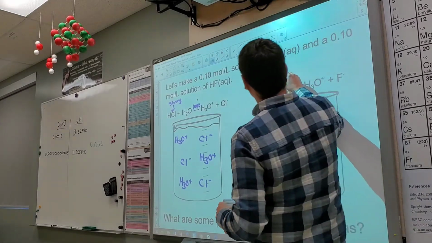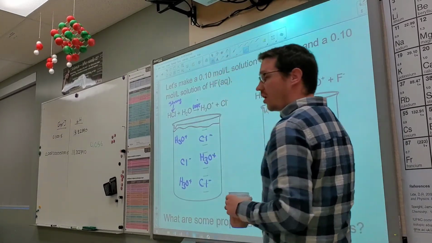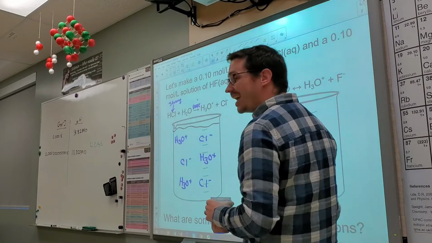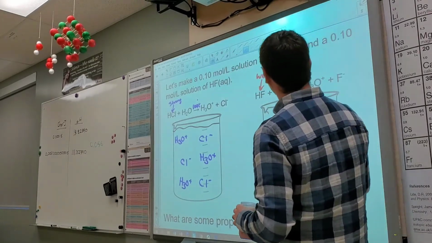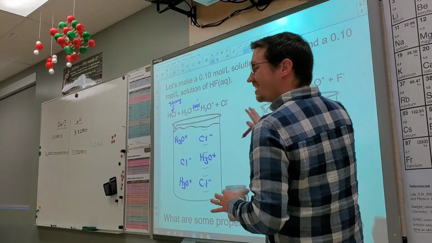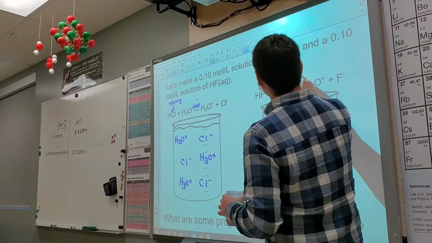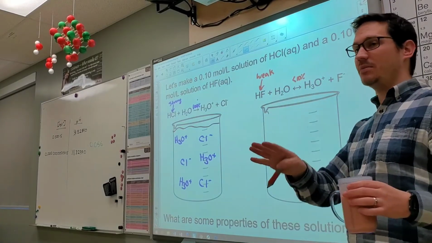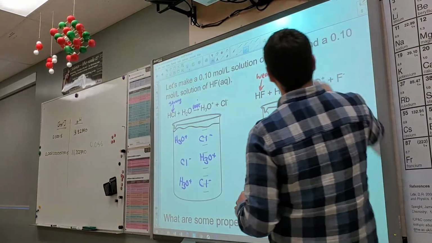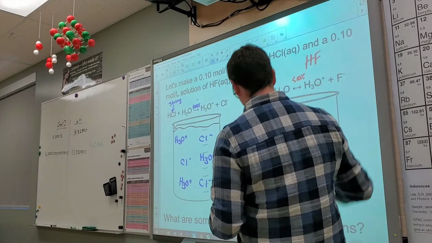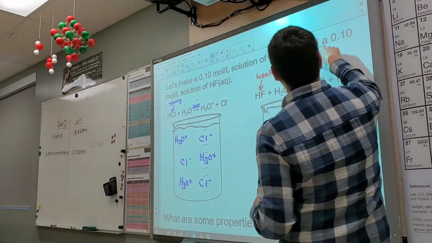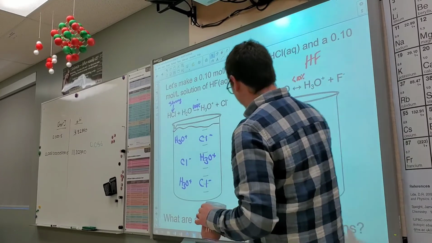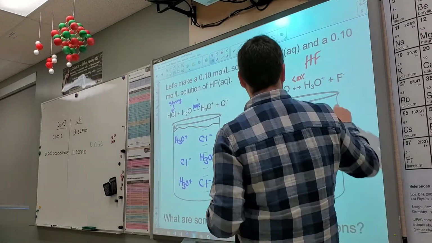Now let's take some HF. HF, is that strong or weak? That's weak, and you can tell from the Ka listed in your data booklet. So what that means is typically less than 10%. We'll say less than 50%, but typically it means less than 10%. So I'm going to take some HF, and I'm going to infinite clone. There we go. So I'm going to put some HF into my water.